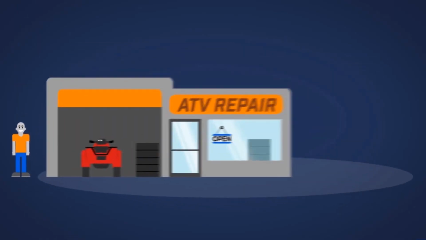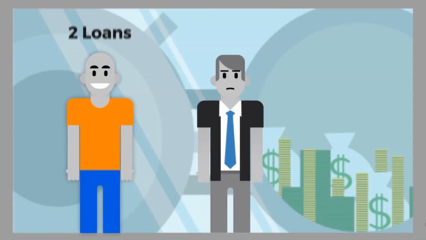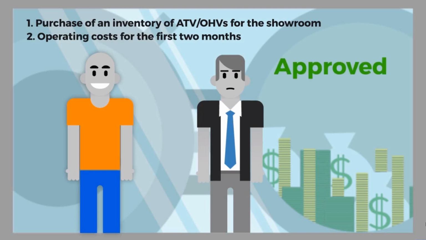Here are two scenarios that will ask you to understand why an entrepreneur's loans might be approved or denied. Chris decides he wants to sell new ATVs or OHVs in addition to owning his existing repair shop. He goes to the bank to apply for two loans. The first loan is for the purchase of an inventory of ATVs and OHVs for the showroom. The second loan is for operating costs, covering rent of the new space, payroll, utilities, etc. for the first 2 months. The bank tells Chris that they will likely approve the first loan, but not the second. Why?